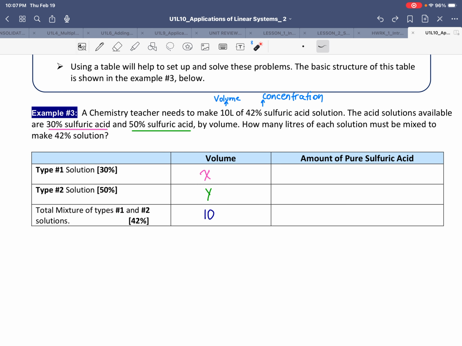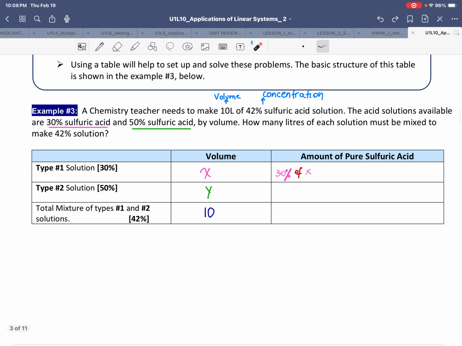Now, the next thing that we want to do is calculate the amount of pure sulfuric acid. Remember, as we explained, if we have 42% sulfuric acid in 10 liters, not all 10 liters will be sulfuric acid, only 42% of this volume. In a similar way, if we have 30% sulfuric acid, not the entire volume will be pure sulfuric acid, but only 30% of this volume. Which volume? Volume X will be sulfuric acid.